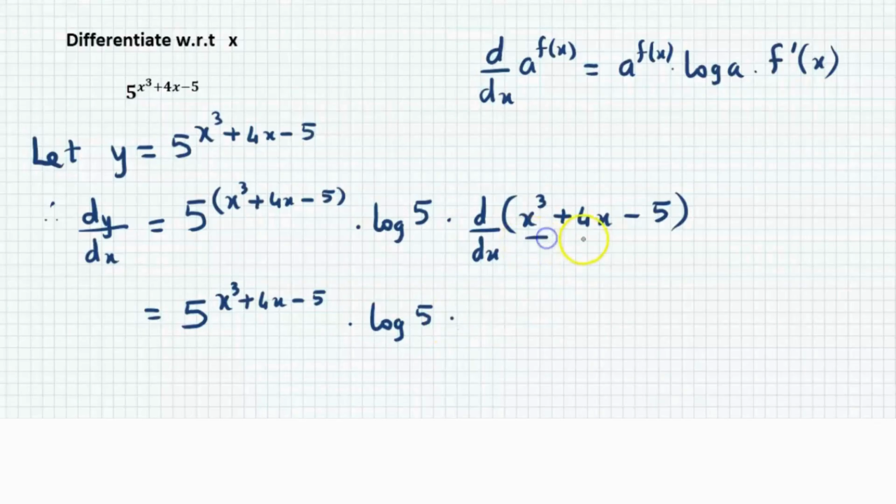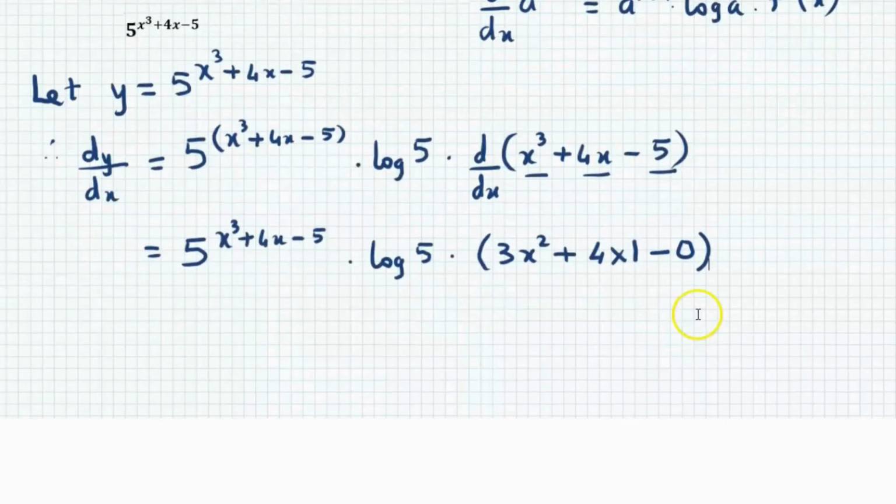now here we take derivative of the individual terms. The derivative of x cubed is 3x squared plus 4 times derivative of x is 1 minus 5 is a constant, so its derivative value is 0.